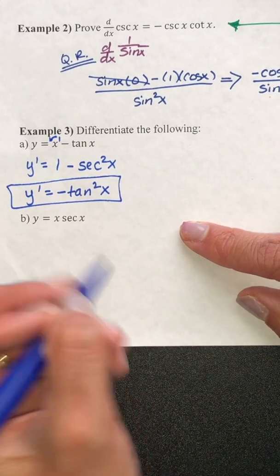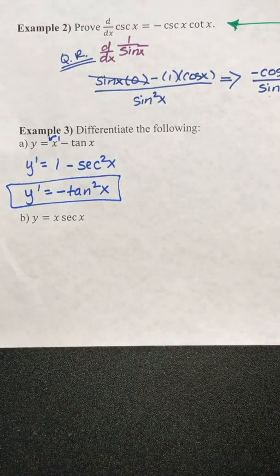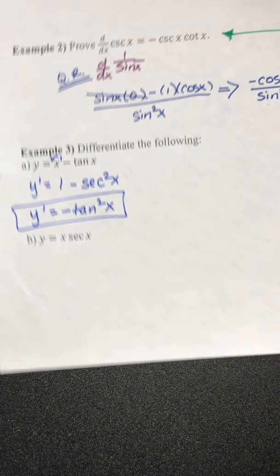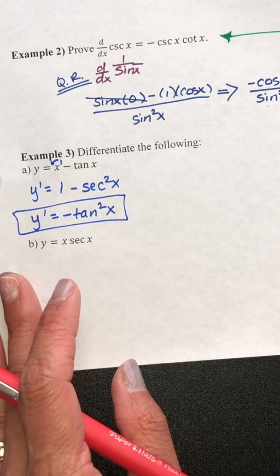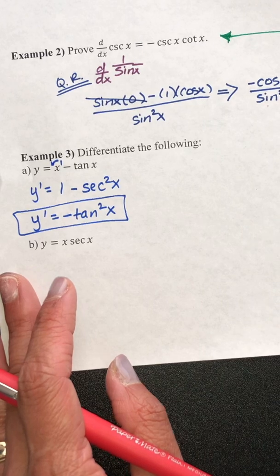And there's my derivative. You want to make it as simple as possible. That's how you know when you're done. If you can't switch out anything else to make it smaller, then you're done, pretty much.